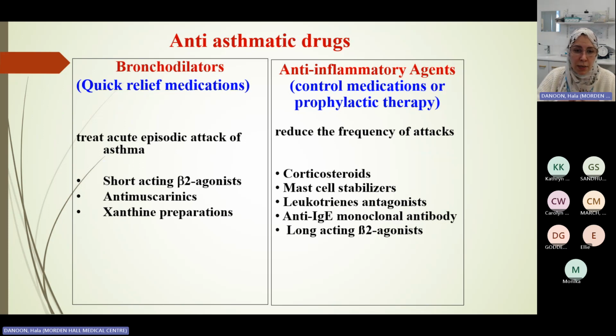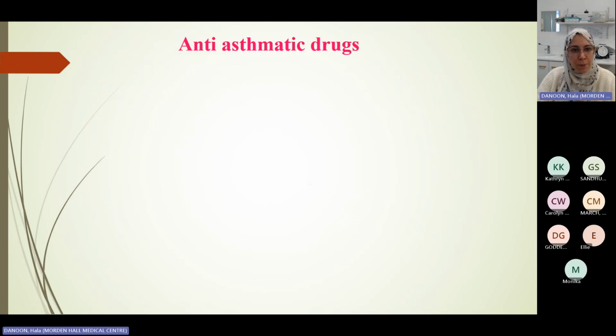Mast cell stabilizers are not used as much in the management of asthma. Leukotriene antagonists have a specific role: some people will respond to them and will be on them, and some people have absolutely no response. Anti-IgE monoclonal antibody is more of a secondary care management for severe brittle asthma. And then the long-acting beta agonists. Because they are long-acting, they cover for 12 hours, so they work very well in association with the steroids.